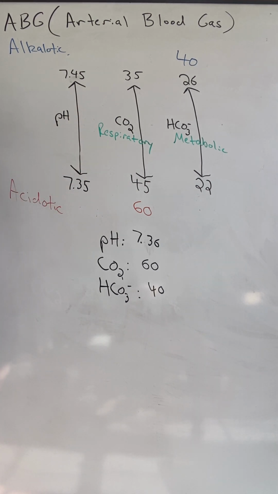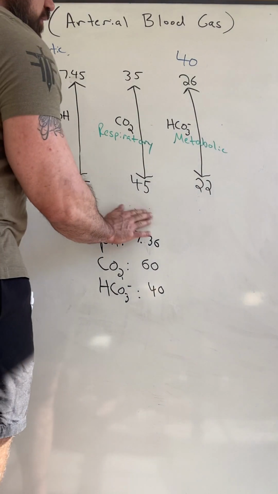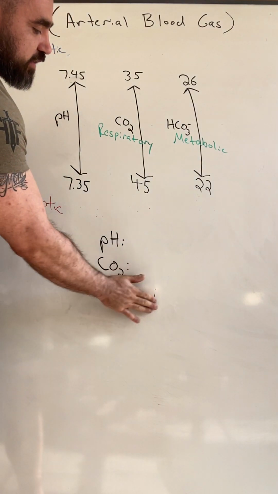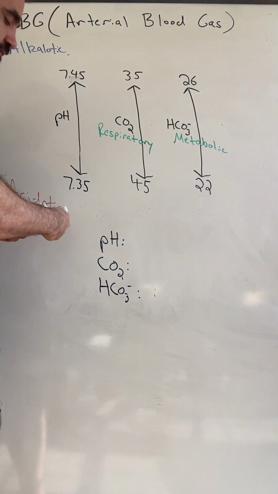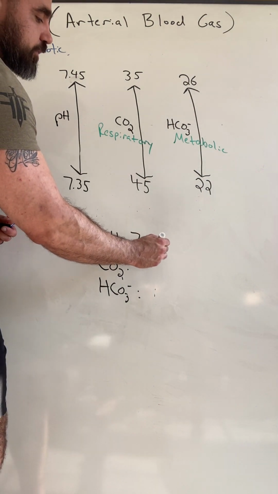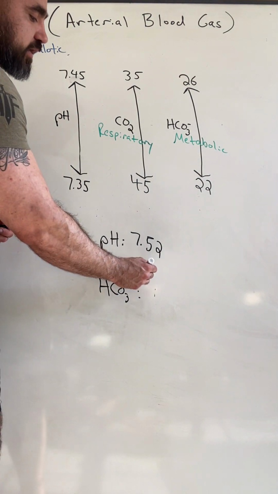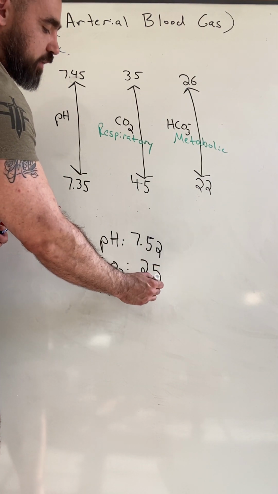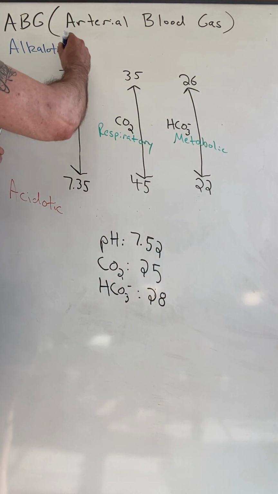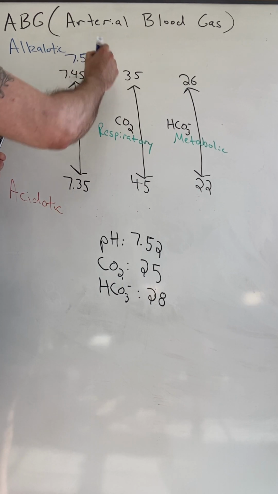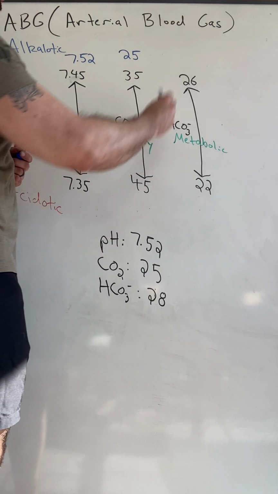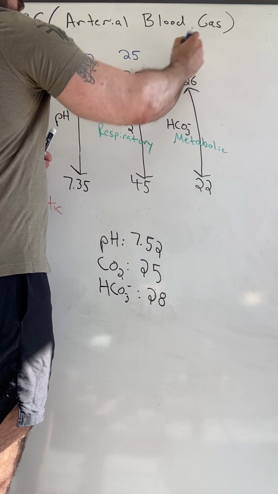Last point, and then we'll stop. So what if you have this problem? And this is where people can get tripped up. Okay, so let's say you have a pH of 7.52, you have a CO2 of 25, and you have a bicarb of 28. Okay, so 7.52 is up here. CO2 of 25, it's going to be here. Bicarb of 28, that's up here. So this is where you can get tripped up.